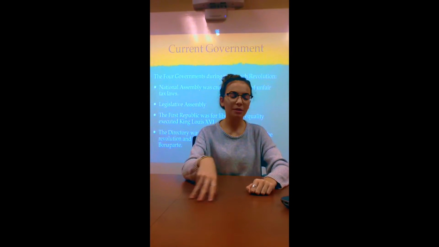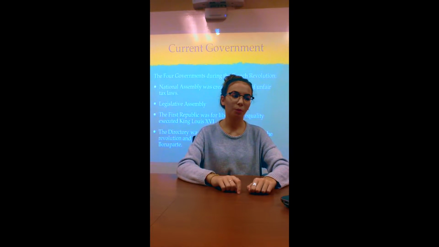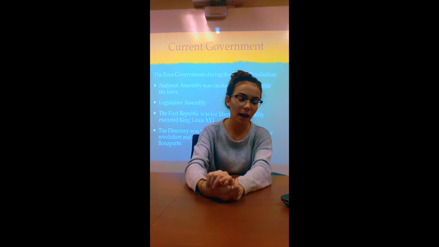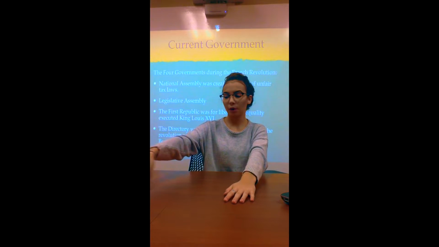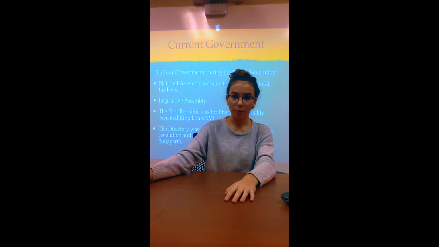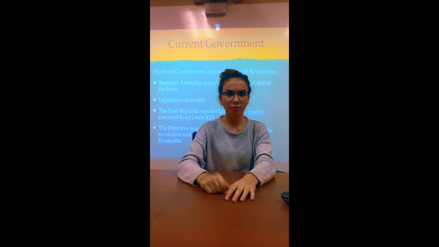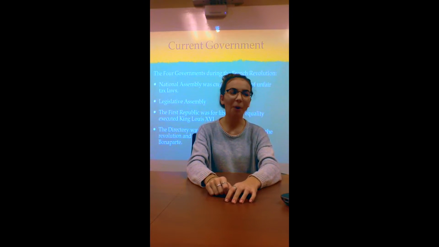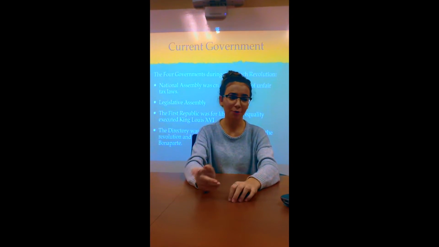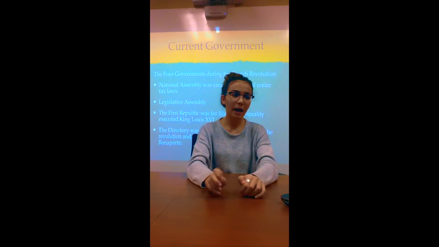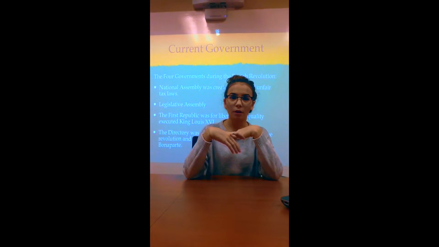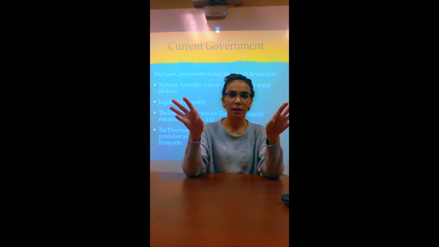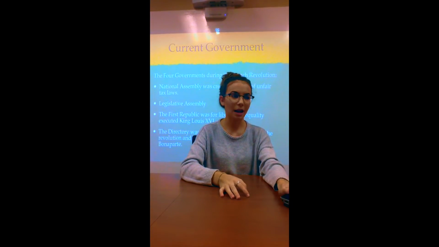The third government was the First Republic, which was for liberty and equality, and they also executed King Louis XVI during that government era. And then the fourth government type was the Directory, which was the last government, and that is when Napoleon Bonaparte overthrew it and then took over as emperor.